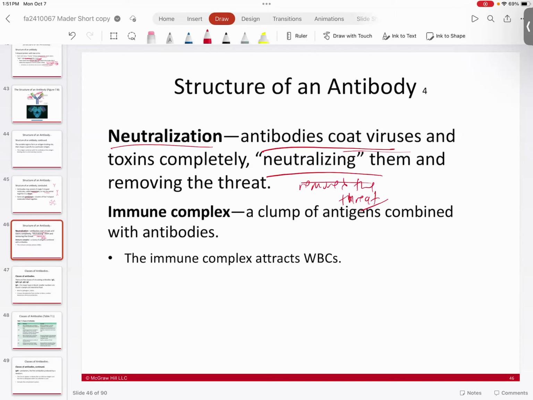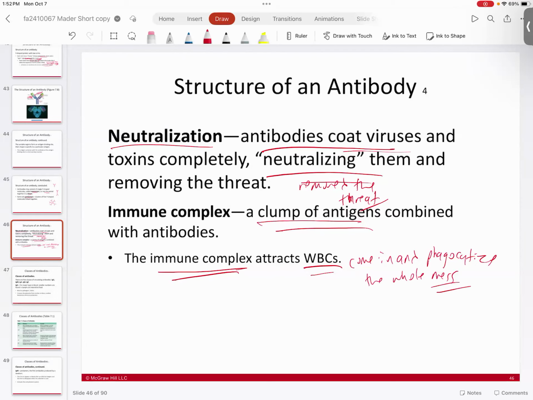And so ultimately, when they surround these antigens, what they create is what's called the immune complex. It clumps all of these antigens up because they're all bound by the antibodies, and they create these big complexes of antibodies bound to their antigens. This attracts the white blood cells, which come in and phagocytize the whole mess. By doing that, they eliminate all that debris. So they'll come in and clean it up.